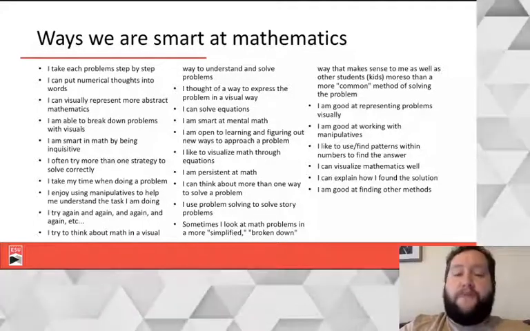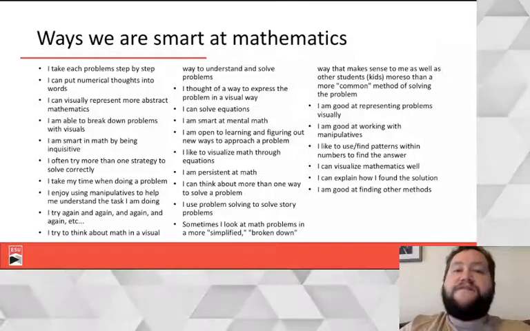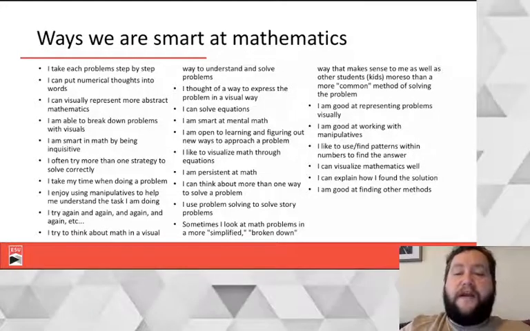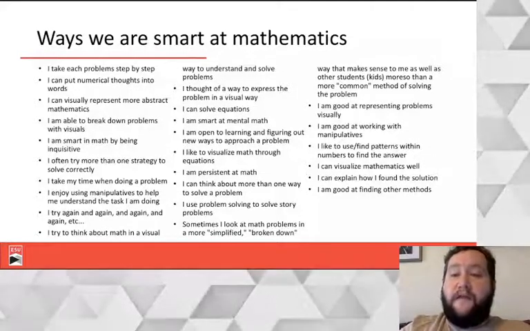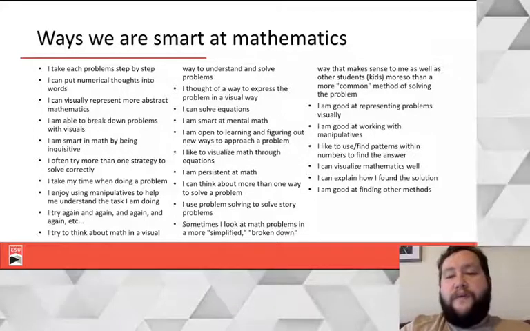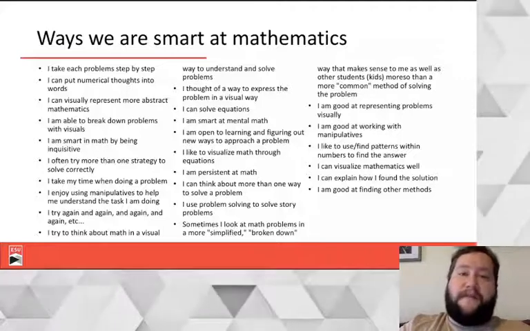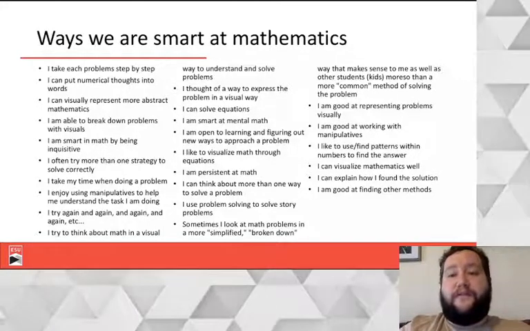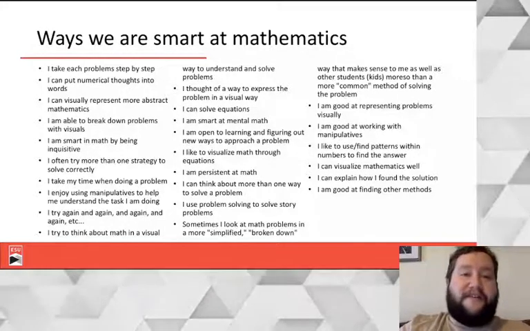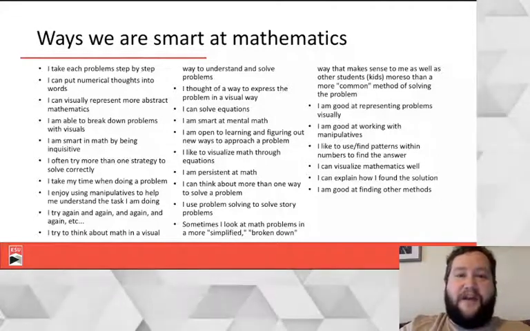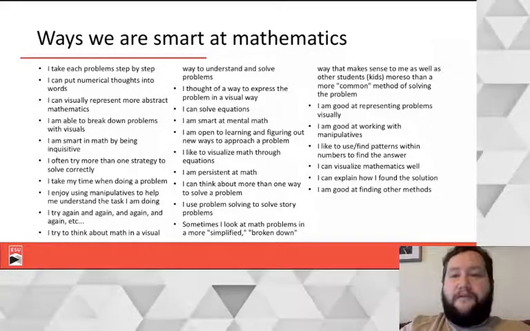But the beauty of working in small groups is that each of us has ways that we're smart at math, and often they're different than ways that other people are smart at math. And so when we work together, we complement each other in the ways that we're smart at mathematics, and we're more successful, we're smarter together, which is actually the name of a book. Smarter Together, when we work in groups in mathematics.